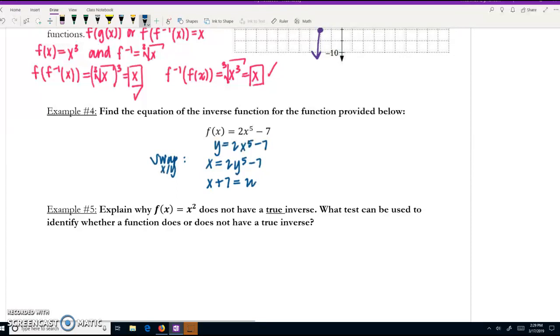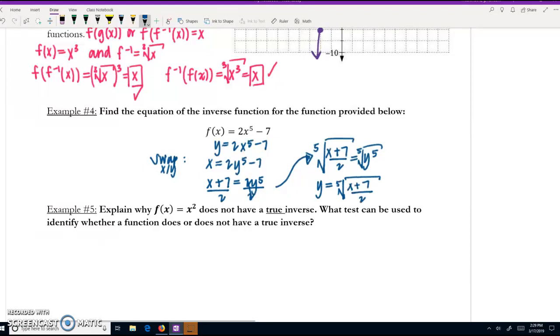X plus 7 equals 2y to the 5th, and then I can divide by 2. Running out of room a little bit here, so I've got x plus 7 over 2 equals y to the 5th. So the last thing I need to do to get y by itself is to take the 5th root of both sides. And so I'll have y is equal to the 5th root of x plus 7 over 2. And I can either call it y or I can call it the inverse of x. And so that's going to be my final answer there for my inverse function.